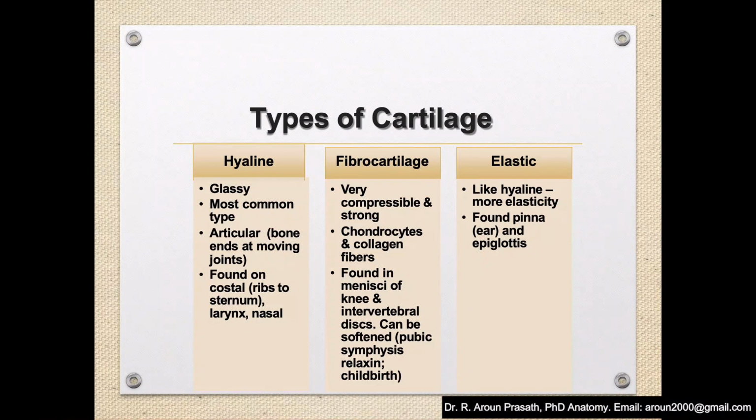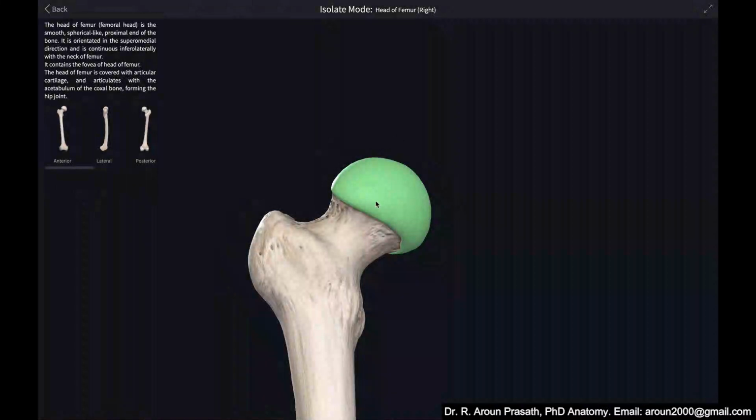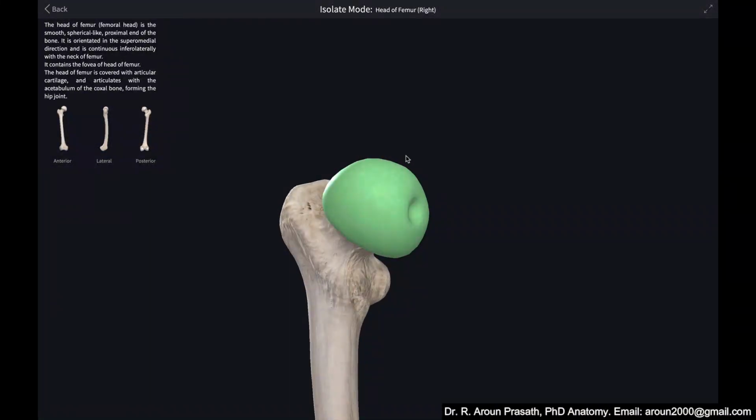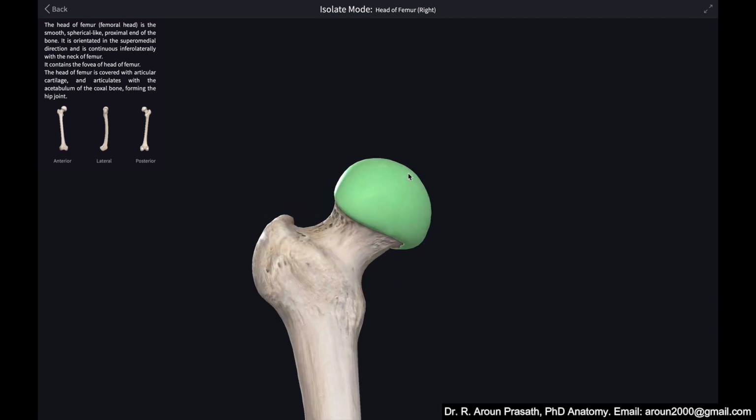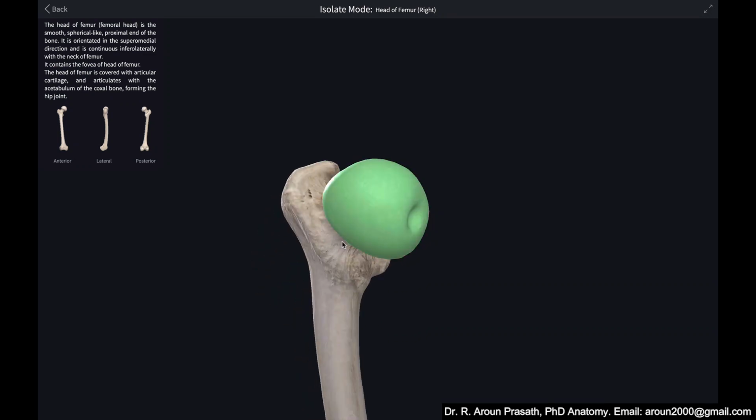If you look at the types of cartilage, hyaline cartilage is present in the maximum part of the body. For example, hyaline cartilage is present at the ends of all articulating bones. Then it is found in the ribs, larynx, and nasal bridge. In this picture, the ends of the bones, where all the articulation takes place, are covered by this hyaline articular cartilage.